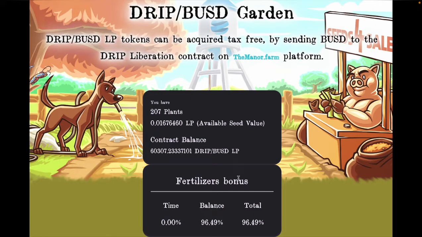So this is a screenshot from when I first got into the garden, and with that initial 2,000 US dollars, I got 207 plants. You know this is right at the beginning because the time multiplier is 0.00.